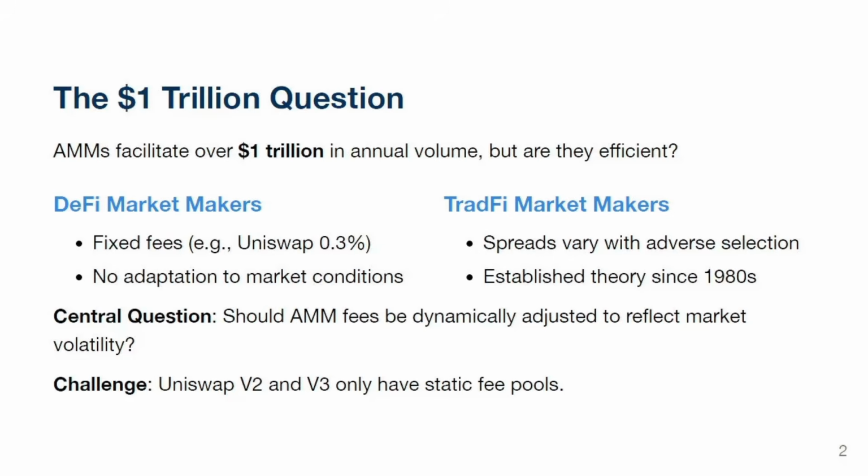For example, Uniswap V2 has a fixed fee of 0.3%. This doesn't change. It is fixed, and there's really no adaptation to volatility or anything else in the market. So this is our central question: should AMM fees be dynamically adjusted to reflect market volatility? There's an empirical challenge here because Uniswap V2 and V3 only have static fee pools. With V4 that just came out, this hopefully will change and maybe we can get some more data, but this is still very new.